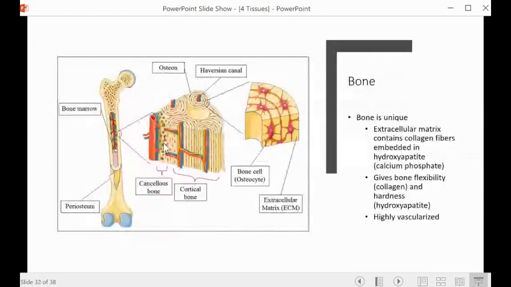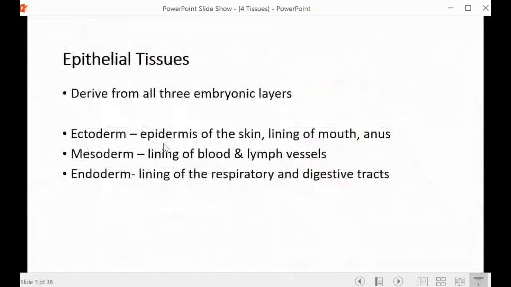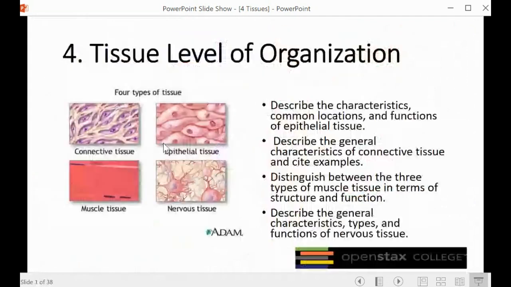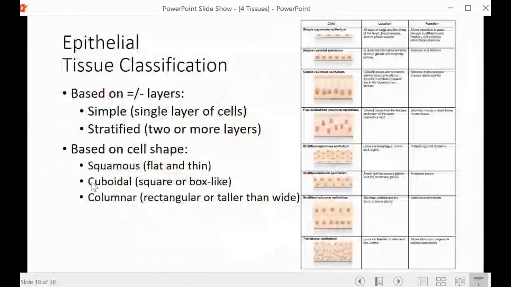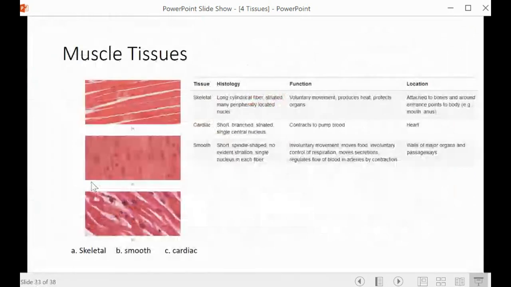Muscles. Woo. Okay, so we've made it through epithelial and connective, and now we're going to go do some muscle tissue. Muscle tissues don't take that long. So, muscle tissues. We have skeletal, smooth, and cardiac.